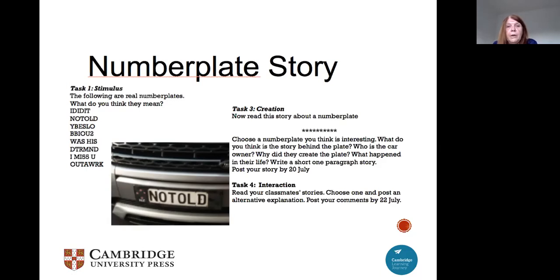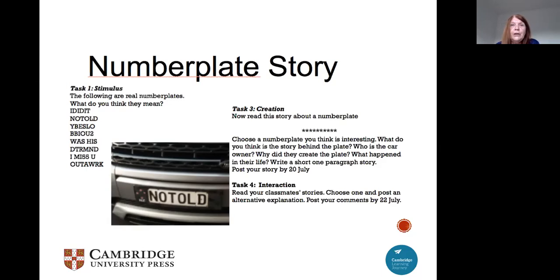But the number plate was "one extreme." And the story I created around that number plate was that Mario was a very poor street busker, who got discovered by an impresario, and then finally did some training and became a famous opera singer. And he has that number plate, one extreme, to remind him how he went from one extreme to another. So the task is to choose a number plate from a number of examples that you think is interesting. What do you think is the story behind the plate? Why did they create the plate, and what happened in their life?